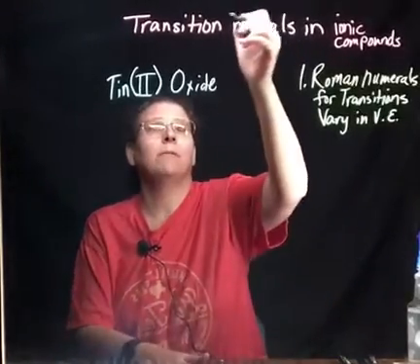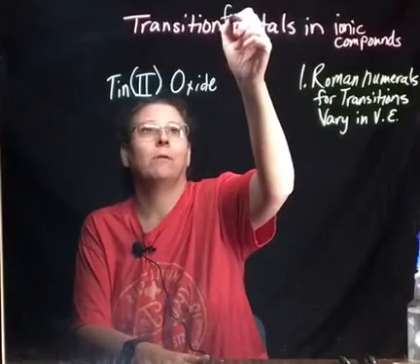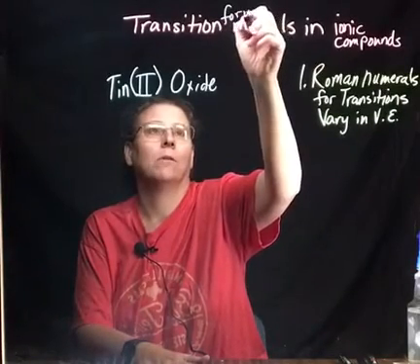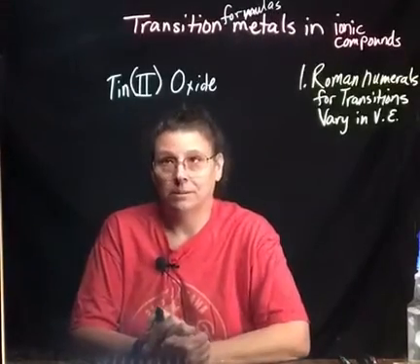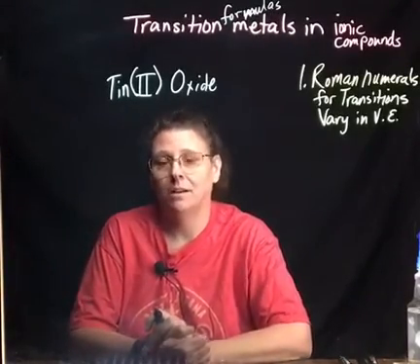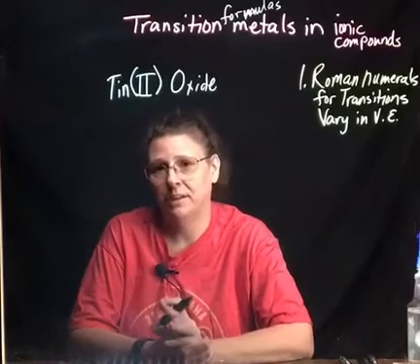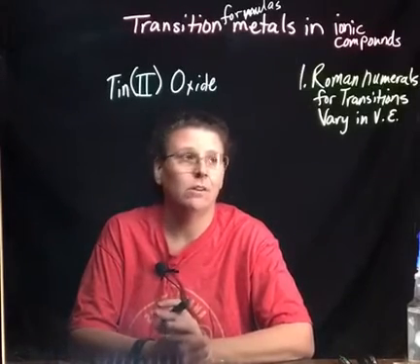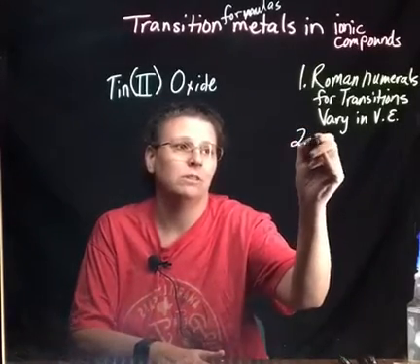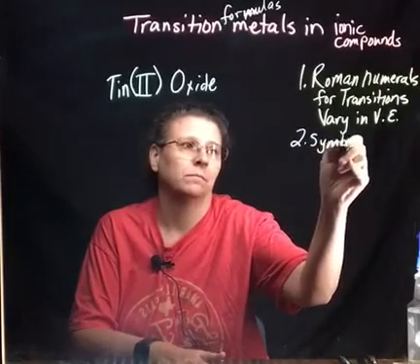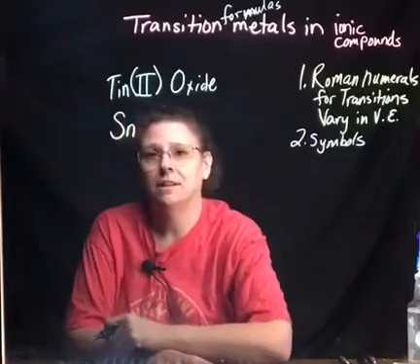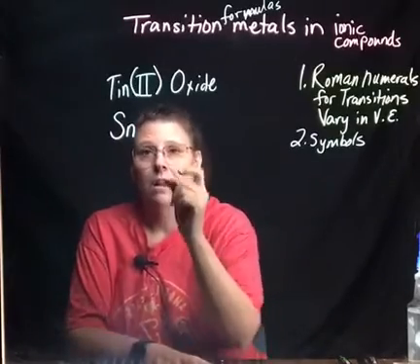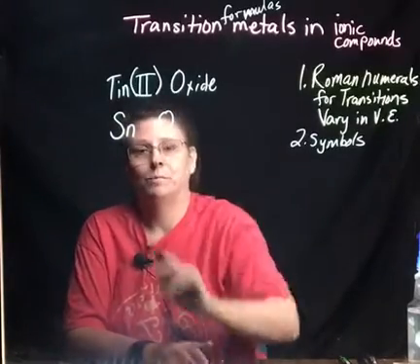Okay, so this is going to be the formulas. I forgot to put that up there. Formulas. So we have tin(II) oxide. It's the same thing as what we just did in the last video. You have to write down your symbols. So number 2 is symbols. Okay, so I'm going to write tin. Look on your periodic table, and tin is Sn. Okay, then we have oxygen, O.